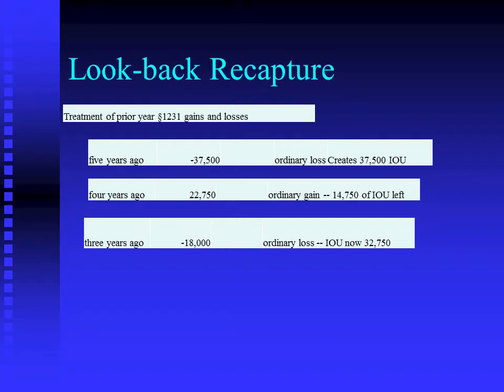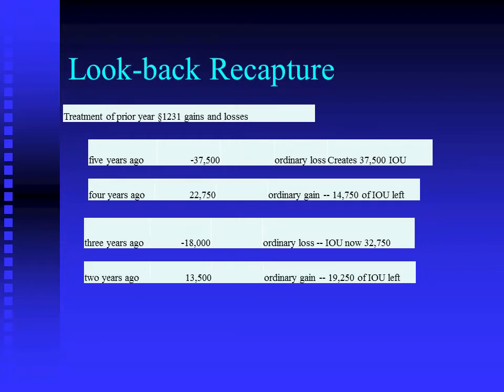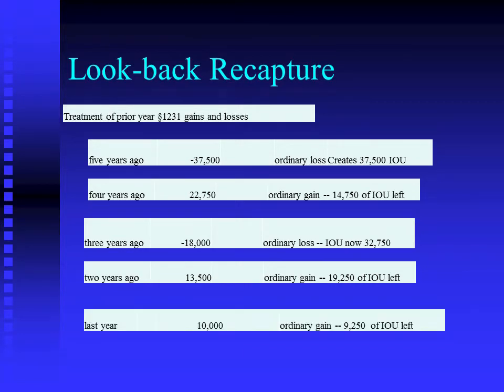Ordinary loss automatically, no thinking required. But our IOU bumps up by the whole 18,000. So we now have the potential for ordinary income recapture of 32,750. 2 years ago, we had a gain, ordinary because of the recapture rule, and we whittled our IOU down to 19,250. So last year, we had another gain, ordinary gain, but the IOU is down to 9,250.